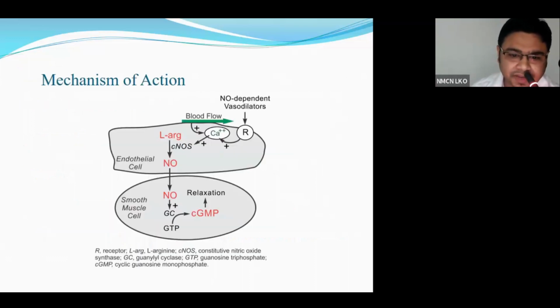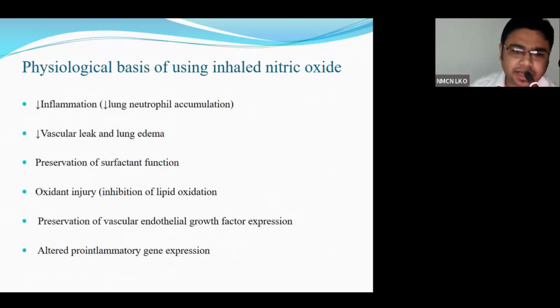So this is the mechanism of action. L-arginine is the amino acid, and with the help of nitric oxide synthase, NOS, nitric oxide is produced. This nitric oxide diffuses from the endothelial cell to the smooth muscle cell, thereby causing relaxation. This is the actual mechanism of action of nitric oxide. There are other mechanisms also: it decreases inflammation, it decreases vascular leak, it preserves vascular endothelial growth factor expression, and it also alters gene expression.